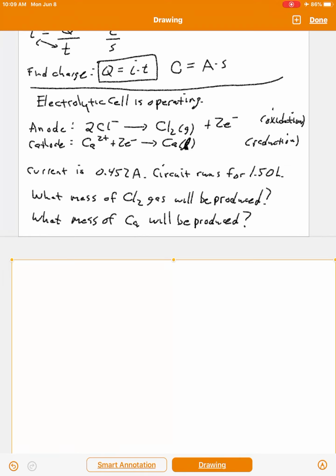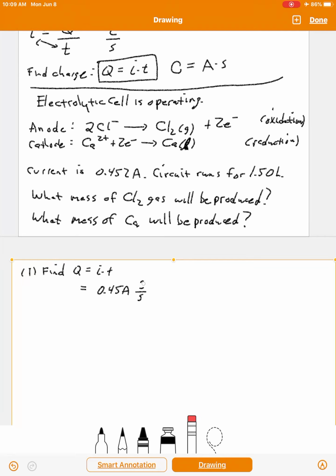Okay? All right, so here's the information we have. We have the current and we have the time. This is hours, 1.50 hours. So here's what we're going to do. We're going to find the charge. So find Q. Q is equal to I t. Okay? So that would be 0.452 amperes. But I'm going to put in the units of the ampere. Remember, an ampere is a coulomb per second. Oops, sorry, I forgot the 2. So let me put this in there. 0.452 coulombs per second. So there's your current.